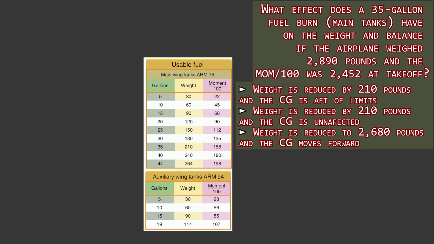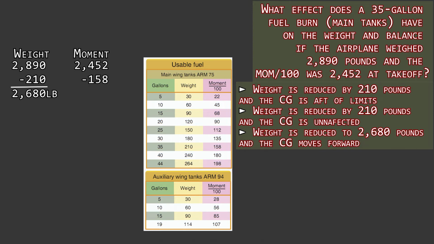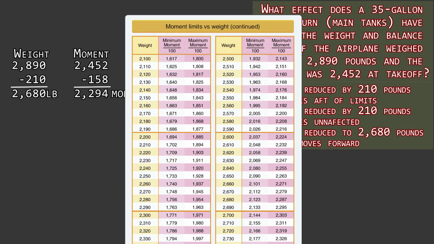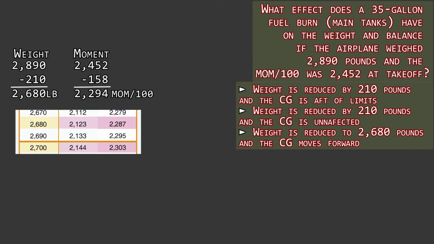The 35 gallons of fuel is 210 pounds. So our takeoff weight was 2890. We subtract 210 pounds, that's 2680. And then the moment, we can figure out what the moment is for 35 gallons of fuel based on the chart, and that's 158. So if we take our moment, 2452, and subtract our fuel moment of 158, that's 2294. So if we look at that other chart, we look at 2680, and we have to be between 2123 and 2287, and our moment is 2294, which is too far aft. Looking at the answers, there's only one that can make sense, and that's the weight that was reduced by 210 pounds, and the CG is aft of the limits.